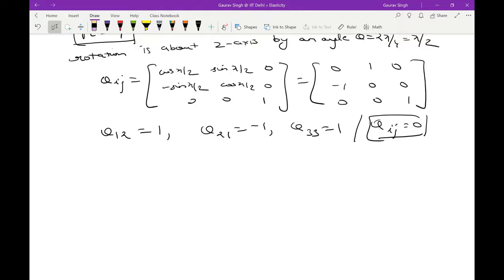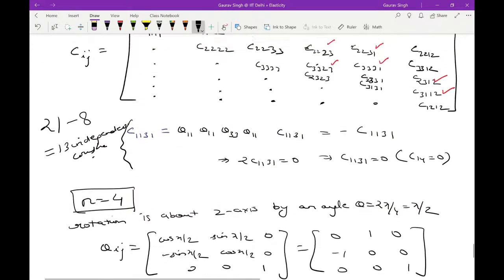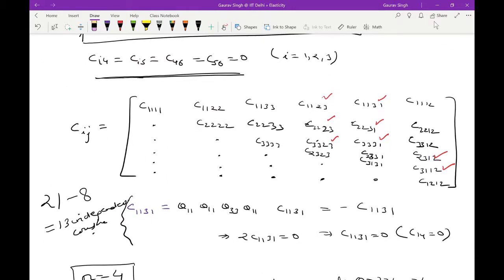So let's write, I don't know, Cijkl is equal to qim qjn qkp qlq Cmnpq. So C1123. It is not random, it's just that I have to do this for all these numbers anyway. Let me just remove this sign.